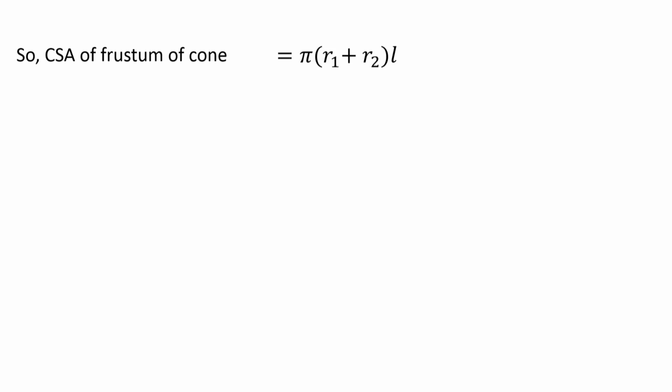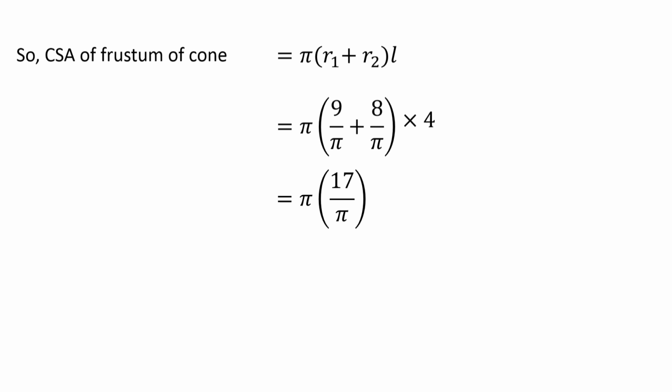So, curved surface area of the frustum of the cone, we know the formula pi into (r1 plus r2) into l. Let us substitute the values. Pi, r1 is 9 by pi plus r2 is 8 by pi, l is 4. That is equal to pi into 9 by pi plus 8 by pi, which is 17 by pi, into l. Here pi and pi get cancelled. So 17 into 4, that is 68 centimeter square.